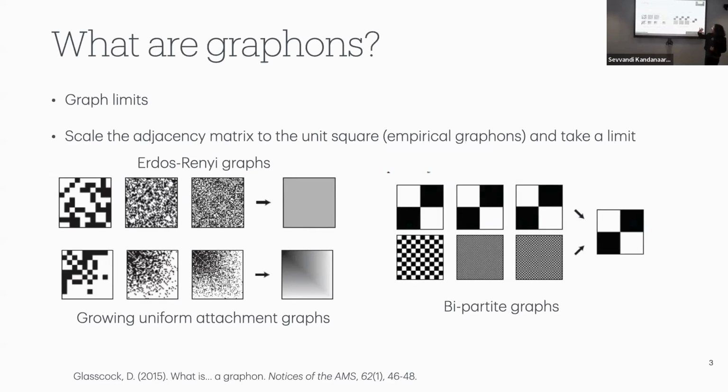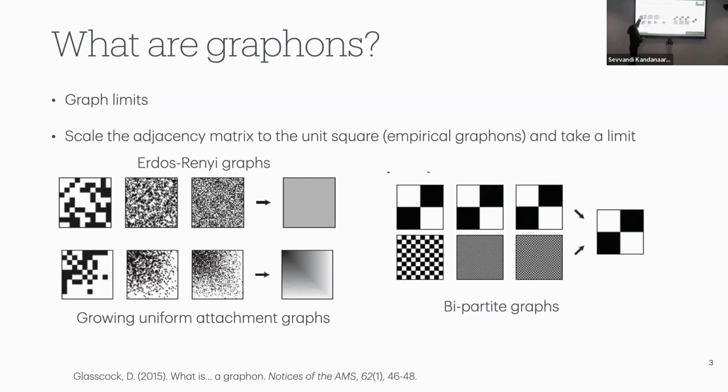We are taking a sequence of graphs, and these graphs are growing bigger and bigger, so the number of nodes is going to infinity. For each graph, we look at the adjacency matrix. This is the adjacency matrix. We scale it to the unit square, and we color the little blocks that are 1, and we leave the zeros as white.